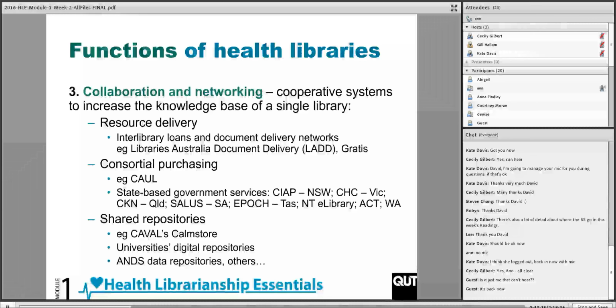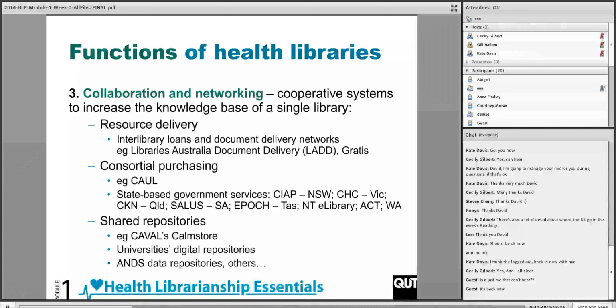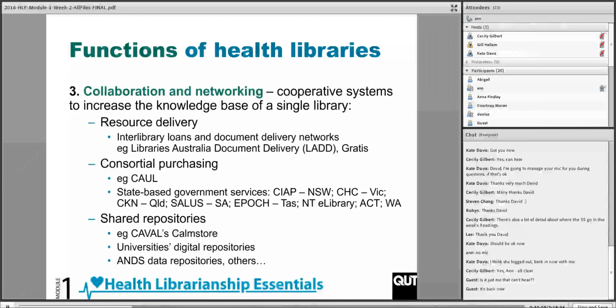Some other types of collaboration and networking include consortial purchasing, and the university libraries have very strong consortial purchasing arrangements. And then we've got state-based government services, and I've just put down the names of the ones that I know around the different states in Australia. And Bronya, later on in this session tonight, is going to be talking about the example in Queensland, the CKN, the Clinicians Knowledge Network.